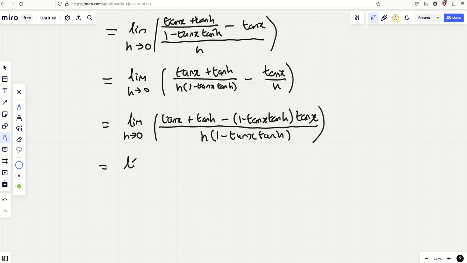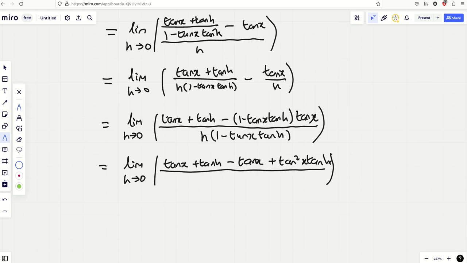Now what you'll see, once again, is the terms without a leading h in front of them cancel. And so you're left with tan x minus, now can you see that's going to multiply in there to give us, I'll write it out just so it's real clear. When I multiply the tan x into this bracket, I get minus tan x, and then plus tan squared x tan h, all over h times 1 minus tan x tan h.